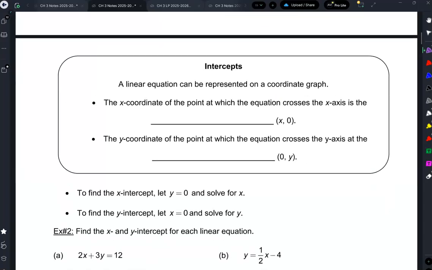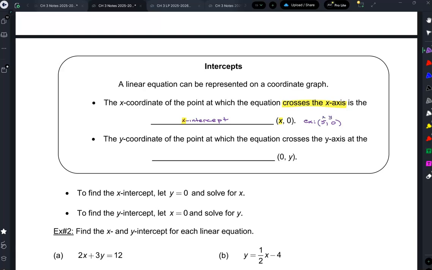Okay, so let's talk about intercepts. An intercept is very useful when you're trying to graph equations. So the x coordinate of the point where the equation crosses the x-axis is called the x-intercept. And it is written as x comma 0. So since this is the x-intercept, you have the x value and the other value is 0. So for example, it could be something like 5 comma 0, right?